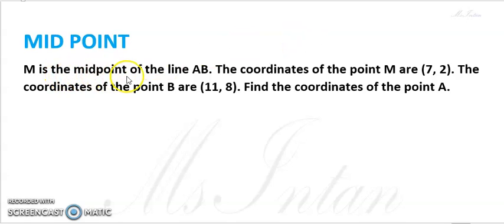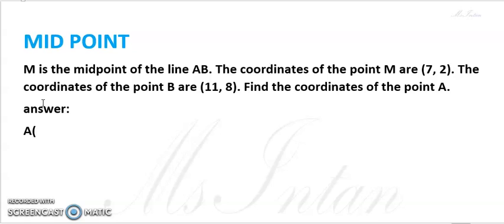M is the midpoint of the line AB. The coordinates of the midpoint M are (7, 2). The coordinates of the point B are (11, 8). Find the coordinates of the point A. We will answer this question.